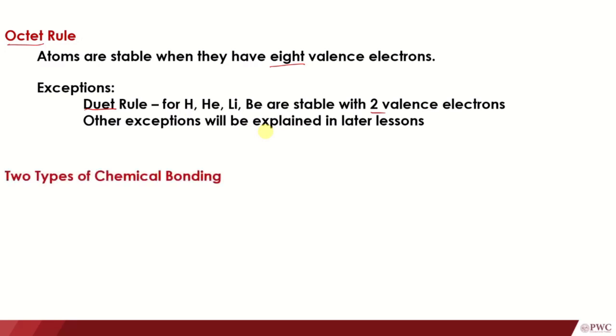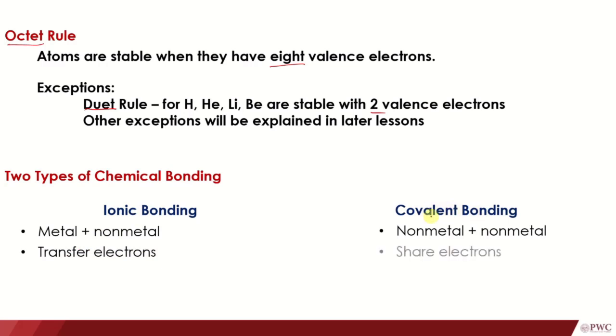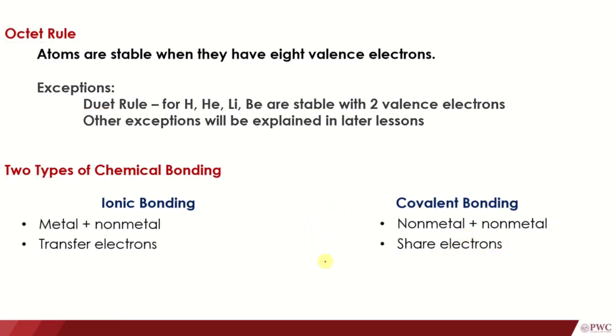There are 2 types of chemical bonding. The first one is ionic, the other one is covalent. Ionic bonding is the bonding between a metal and a non-metal element. On the other hand, covalent is between a non-metal and another non-metal element. In ionic bonding, there's a transfer of electrons. In covalent, there is sharing of electrons. So in this case, the electrons are the ones involved in the chemical bonding or chemical reaction.